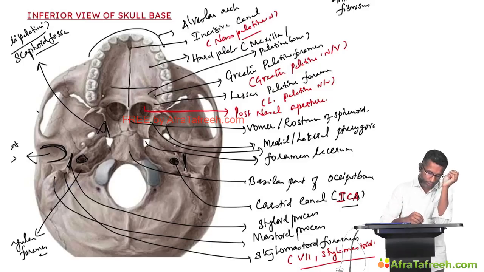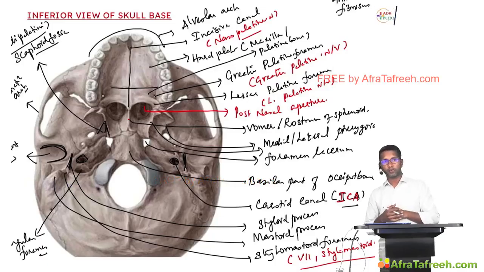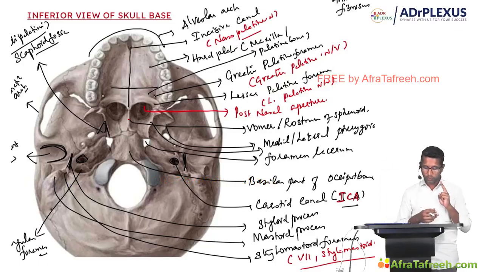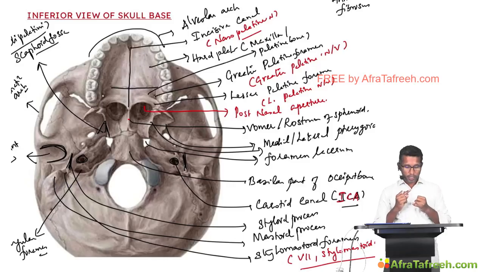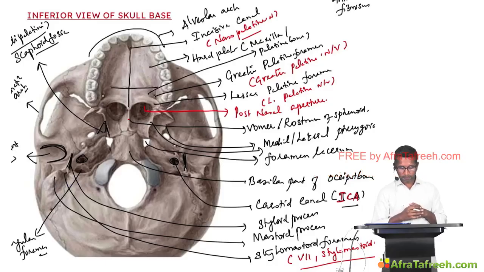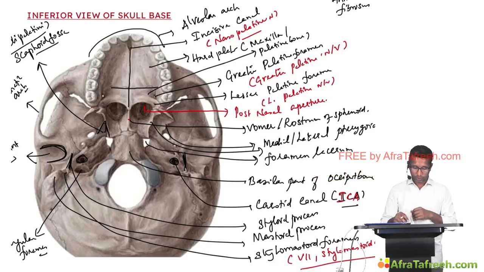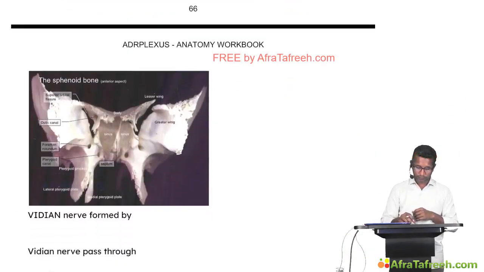And this arch that you see here is nothing but the zygomatic arch. So these are all the important things to be noted when you look from the inferior aspect. Two important canals, don't forget, in the inferior view. One is the carotid canal opening, which transmits the internal carotid artery. Behind that you have the stylomastoid foramen, and through the stylomastoid foramen runs the seventh cranial nerve and the stylomastoid artery. So this is about the inferior view of the skull.